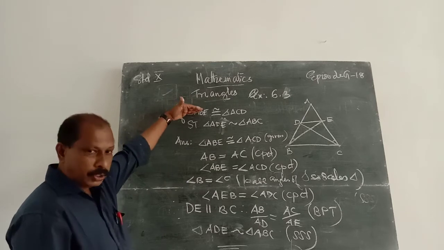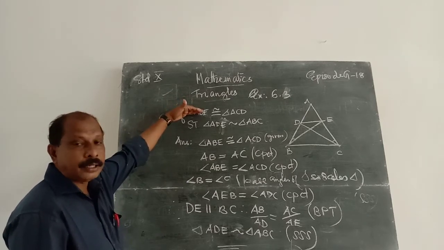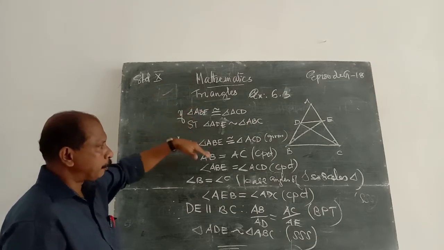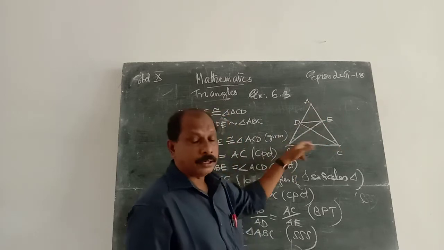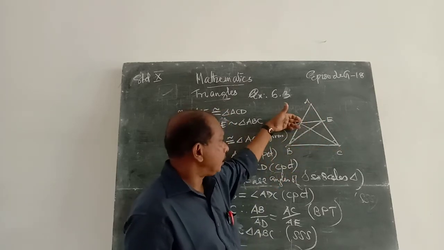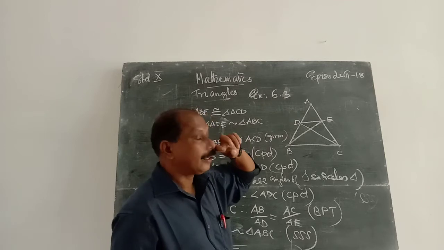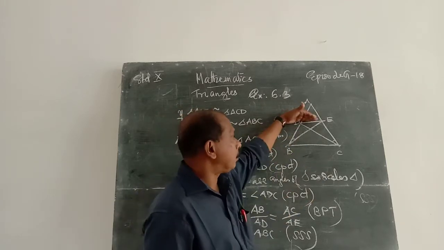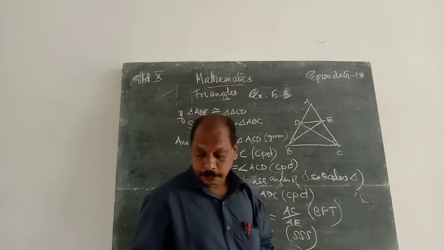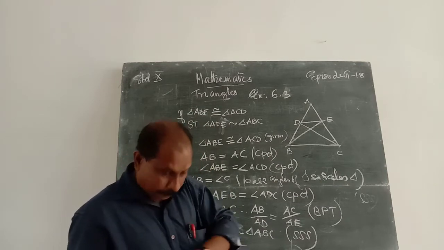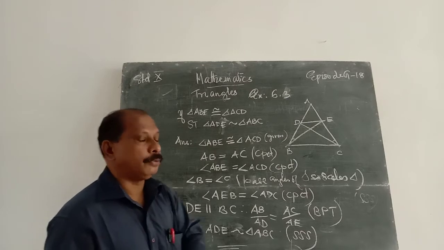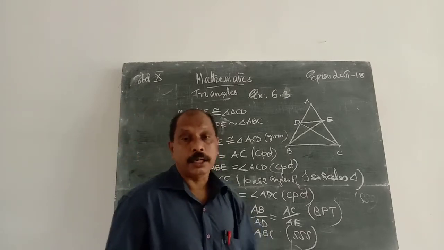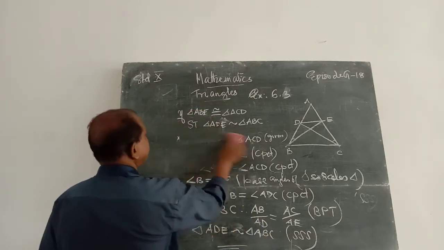From this congruency, the corresponding sides are equal and also the corresponding angles are equal. Therefore, we have to prove that these two sides are equal. Therefore, base angles are equal, and also these two angles are equal. Therefore, in this triangle DE is parallel to BC. From basic proportionality theorem, we know that the sides are proportional. Therefore, all the sides of these two triangles are proportional. They are similar.